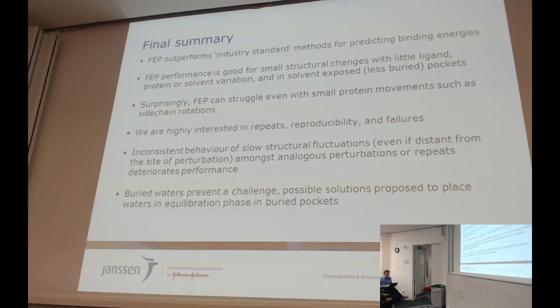This is important. We've seen it more and more. If you get some slow structural variation, even in the distal part of your protein, because for some reason it's not quite well behaved in the time scales that you're running your simulations, it's going to mess up all your energies when you compare perturbations with similar perturbations. It won't be the same. If you do repeats, it won't be the same. So this behavior of loops, even distal, is quite important. And buried waters, I still don't think we've got a great solution, because GCMC is proposed as a way forward with this, but we're not seeing it.